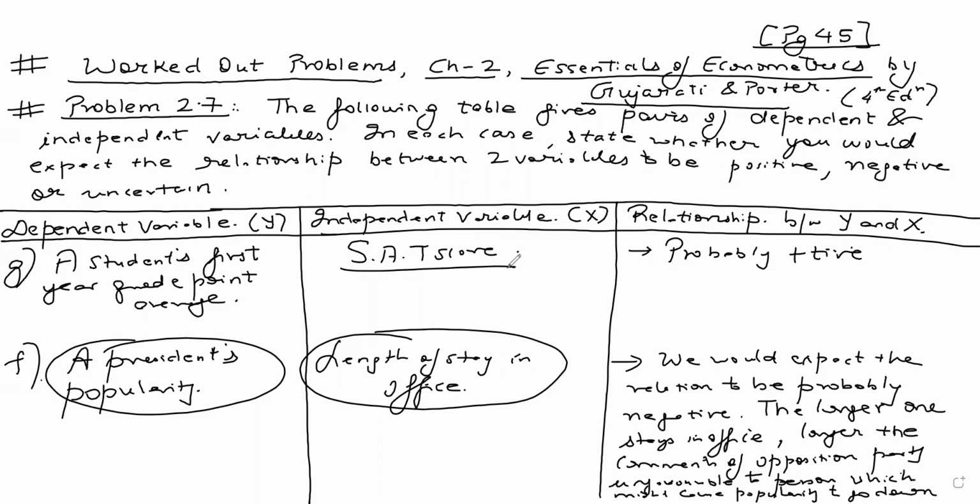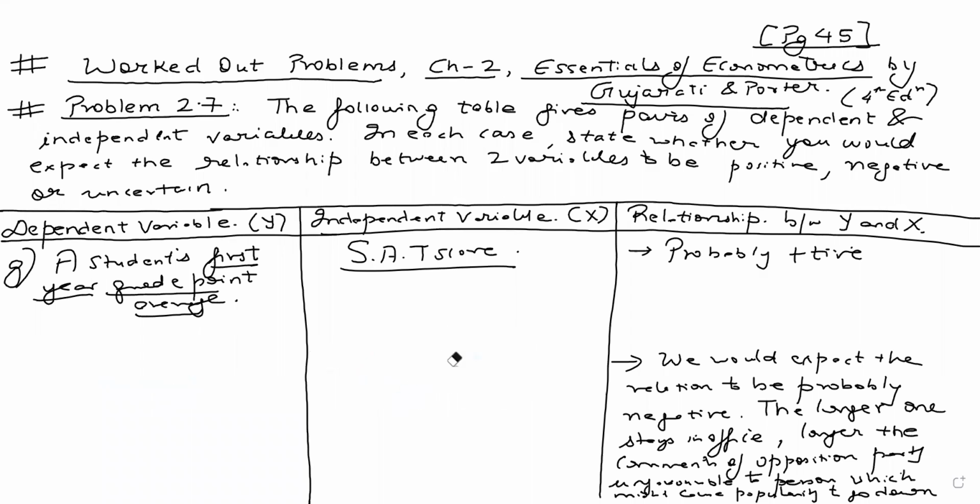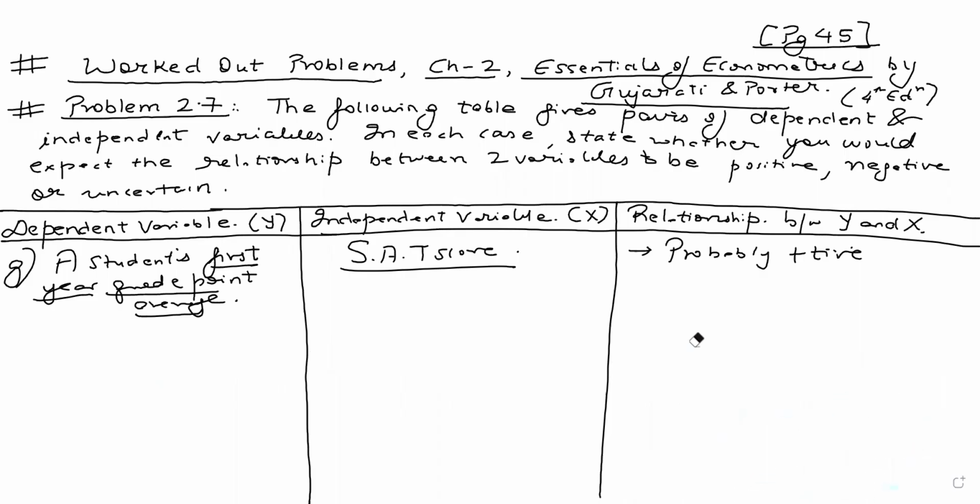If your SAT score is high, it means your mental abilities and capabilities are higher. You are a bright student academically, which means you're expected to score a higher grade point in your first year if your SAT score is higher. Again, guys, an important point is that this is all based on ceteris paribus. That means all of the factors are kept constant. When I look at the relationship between the SAT score and the first year score, I am keeping all other factors constant.